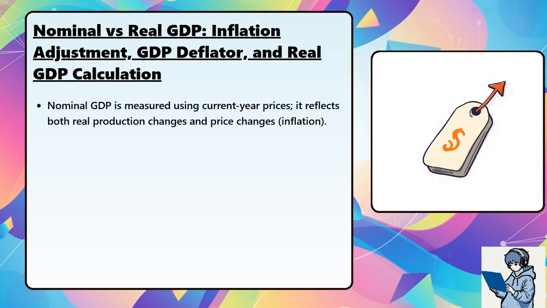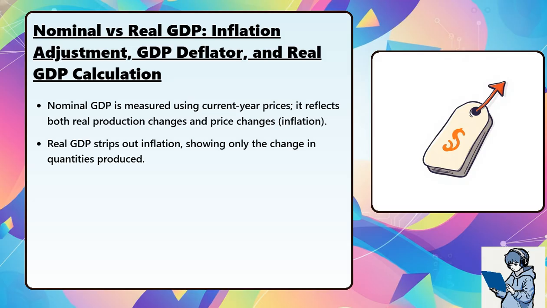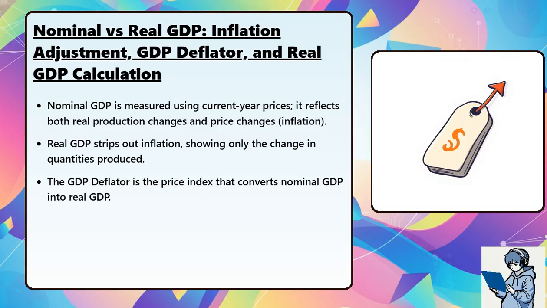Nominal GDP is measured using current year prices. It reflects both real production changes and price changes, inflation. Real GDP strips out inflation, showing only the change in quantities produced. The GDP deflator is the price index that converts nominal GDP into real GDP.